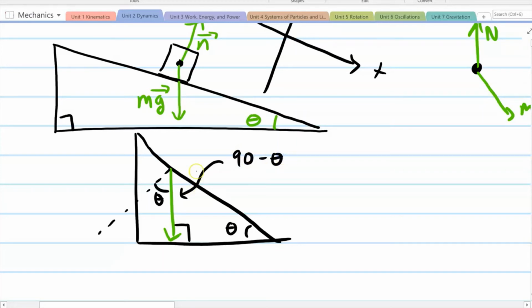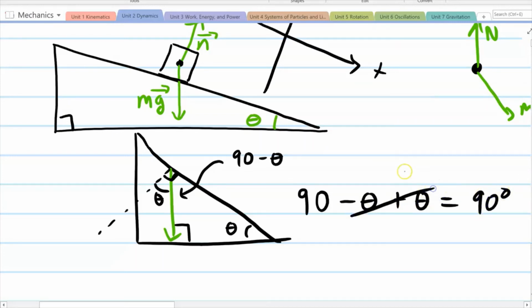And then I'm going to make the statement that this angle is a right angle. So what I'm trying to say is that 90, plus the one I just found, 90 minus theta, plus that angle is equal to 90 degrees, and that's true, right? So we know that these two must be the same angle.